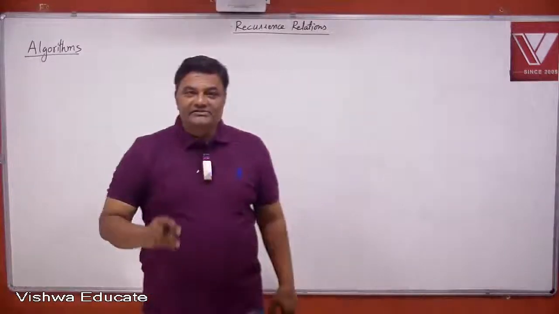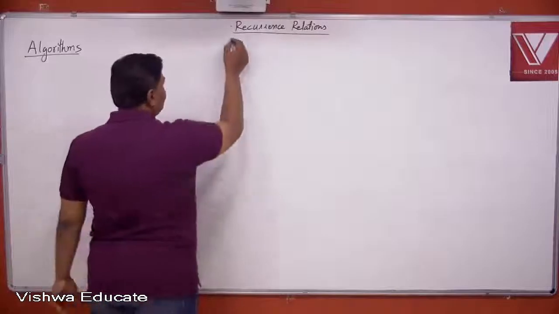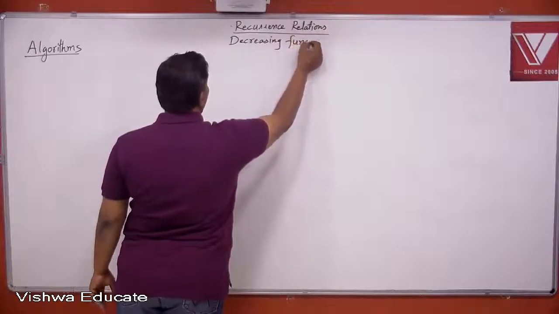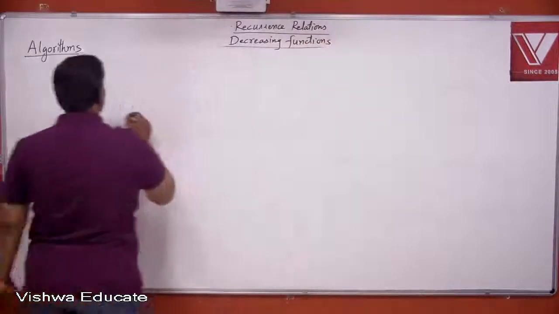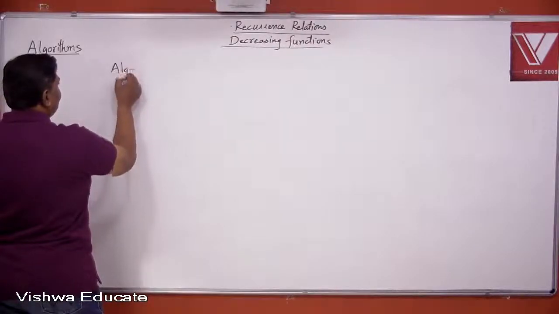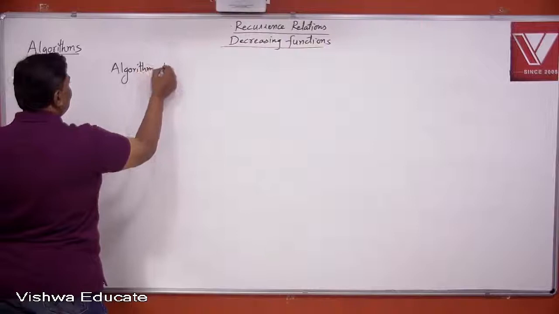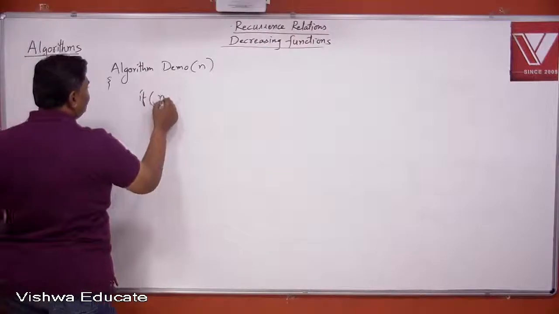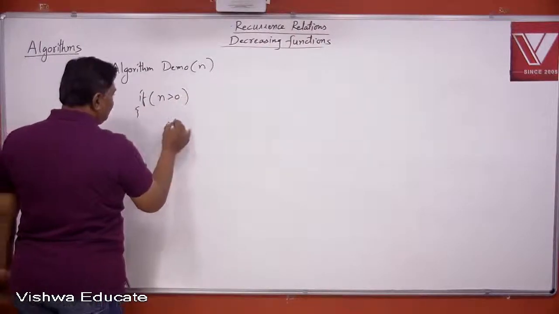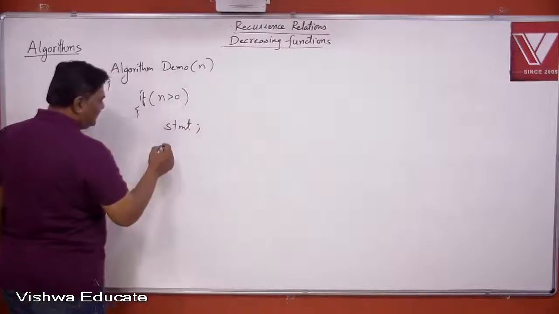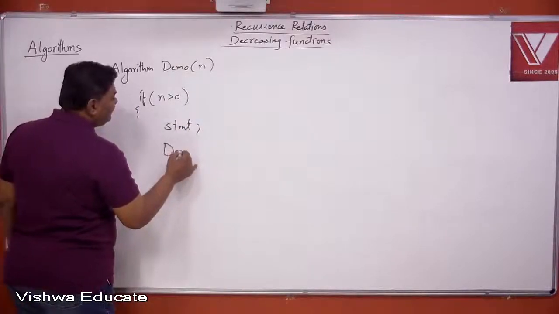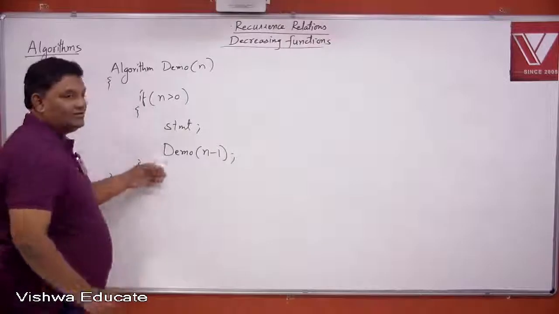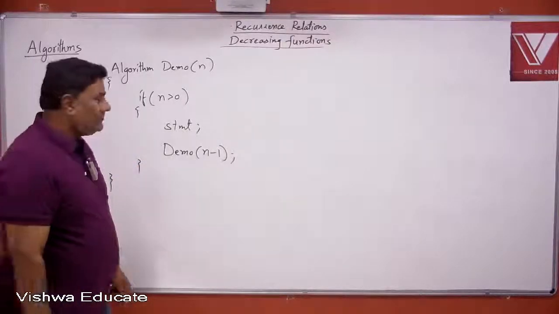This topic is a little lengthy. Let us do it quickly. So first we will talk about decreasing functions. Recurrence relation for decreasing function. First I will take one algorithm, demo, which takes some parameter n, and if n is greater than 0, then it will perform some statement. Then it will call itself for n minus 1 time. This is an algorithm. Now, how to find the time complexity of this one?